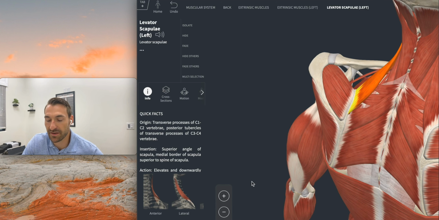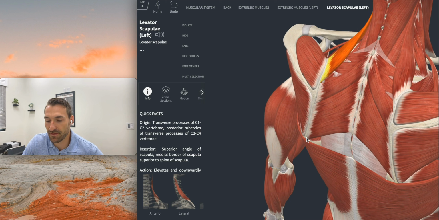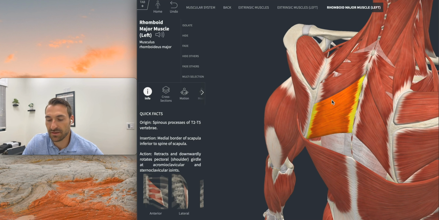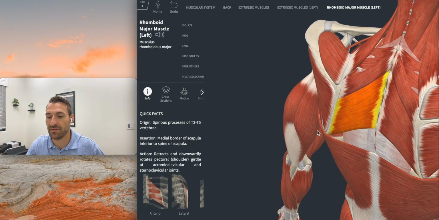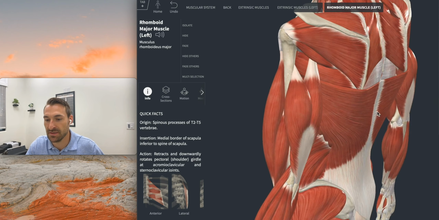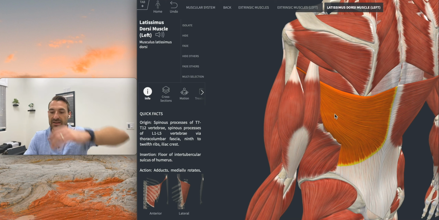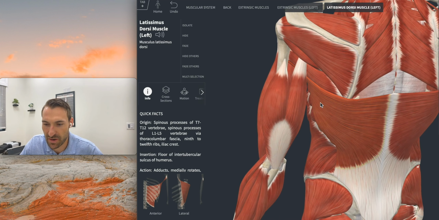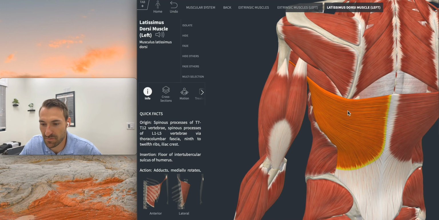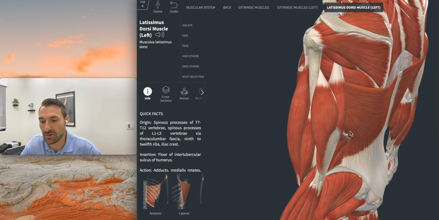Let's add another layer in, and there we have the rhomboids. Thus, when you squeeze your shoulder blades together, that will contract these muscles. And then even the lats, which are the big muscles on the side, especially if you see large bodybuilders, that goes from the arm all the way down to even the lower back. And we're going to address those as well.